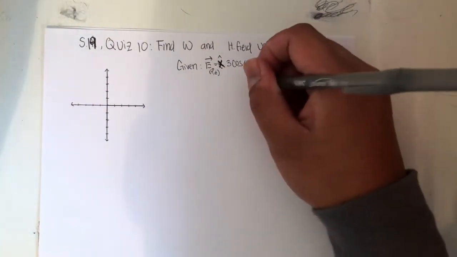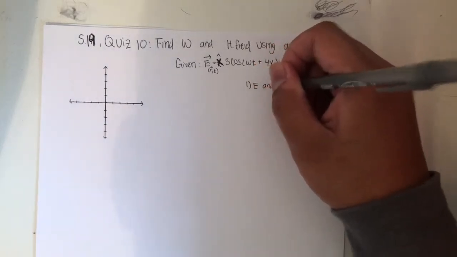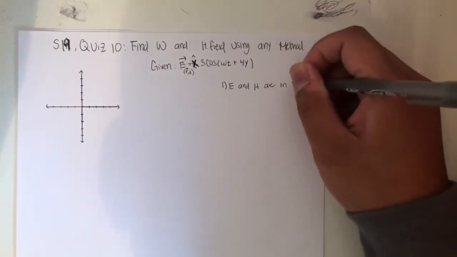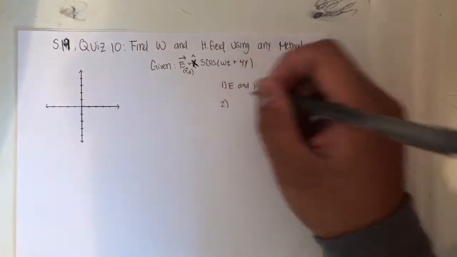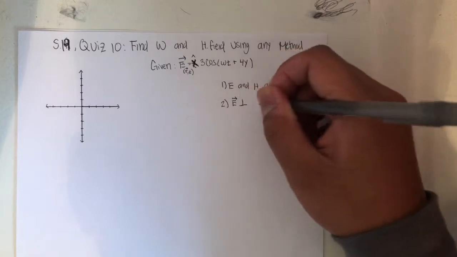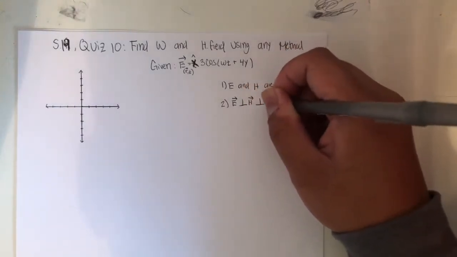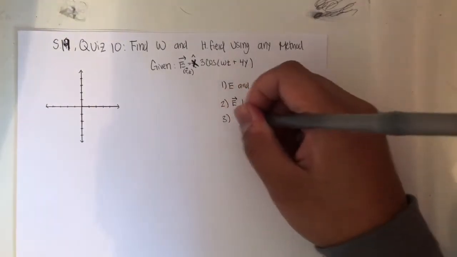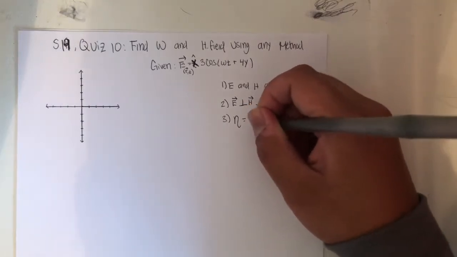The first step is that E and H are in phase. The second step is that E direction is perpendicular to H direction, which is also perpendicular to K direction. And the third step is when eta equals E naught over H naught.